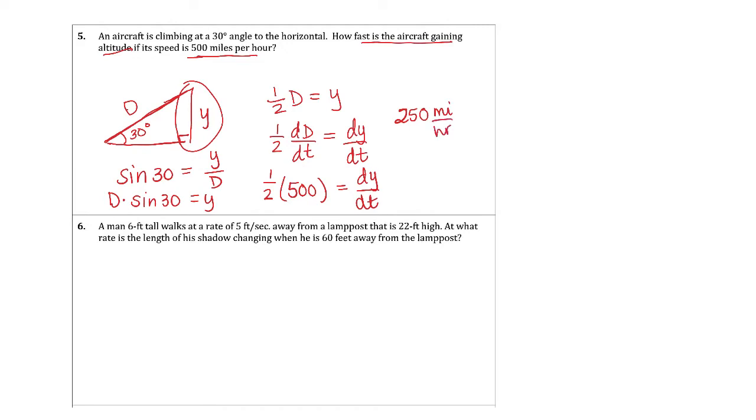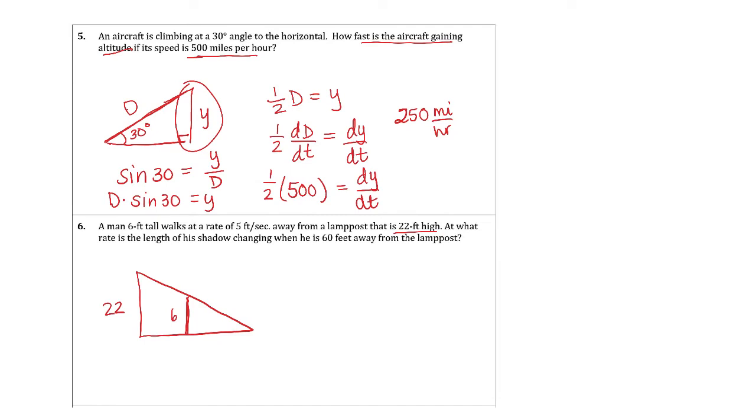Okay, a 6-foot-tall man walks at a rate of 5 feet per second away from a lamppost that is 22 feet high. So, sounds like a good right triangle problem. So we have a lamppost that is 22 feet high, and the 6-foot-tall man is walking away from the lamppost. So our man should be somewhere right in this area here. And we know he is 6 foot tall.